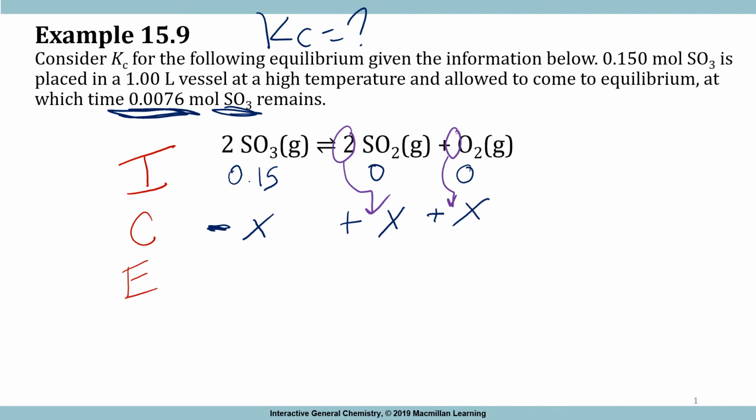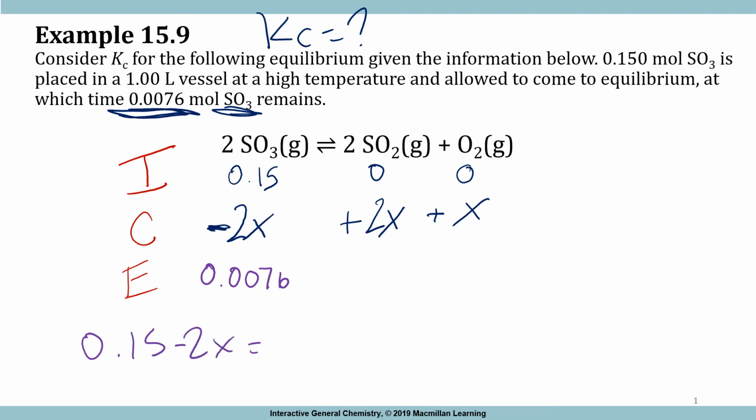So I'm going to have to put a 2x here, and this one would just be a 1x, so I'll just leave it as regular x. So at equilibrium, SO3 is 0.15 minus 2x. But it told us that at equilibrium the concentration was 0.0076. So that means that at equilibrium, 0.15 minus 2x is equal to 0.0076. For SO2 at equilibrium, it's just 2x, and O2 is just going to be x.